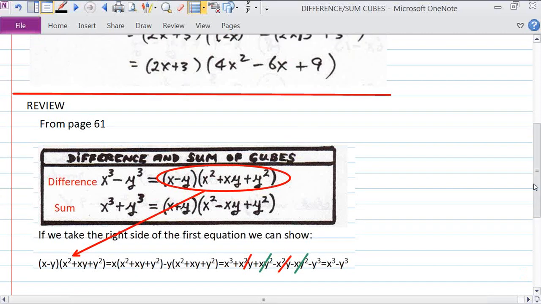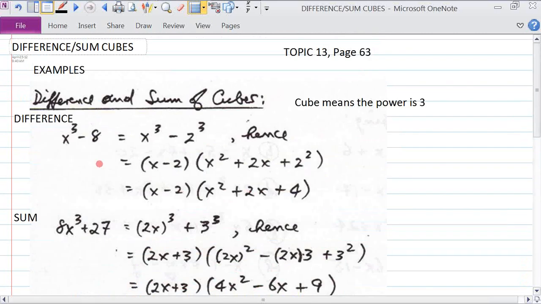Now if I apply what I've learned here in the difference of cubes, I write x cubed minus 8 equals x cubed minus 2 cubed. Cubed means the power is 3, so 2 cubed gives me 8. So now I put the x here, I put the minus here, and I put the 2 here. Now I multiply these two together.